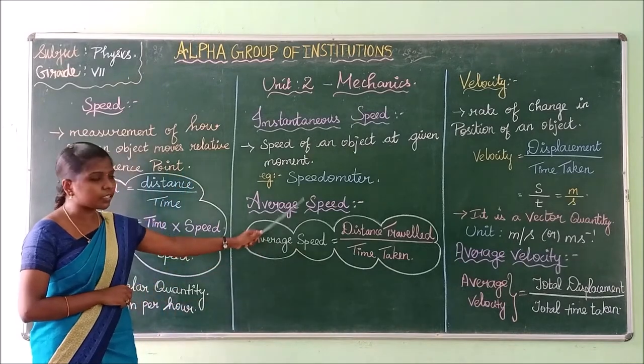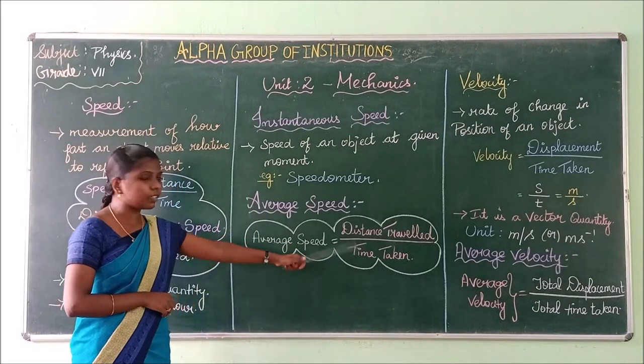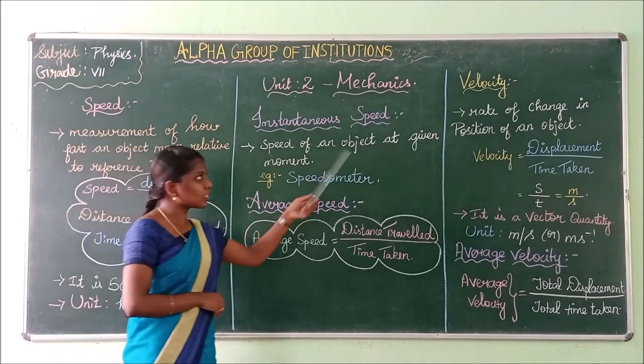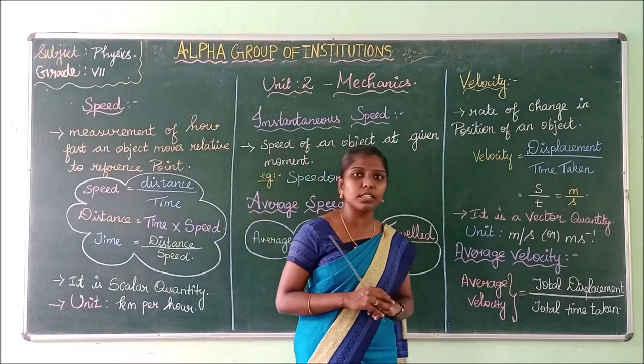Next is your average speed. Average speed is total distance traveled by total time taken. Next topic which we are going to see is velocity. What is meant by velocity?